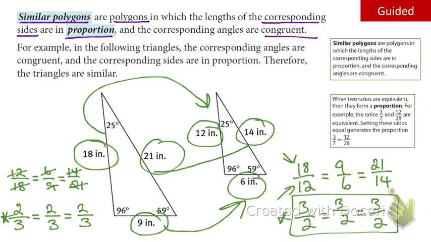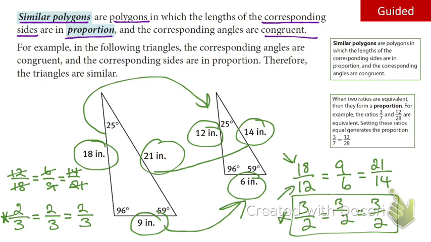Now, if the ratios were not the same, and let's say in this first one we would have gotten a 4 right here instead of a 2, then these two triangles are not similar. But because the ratios of the corresponding sides are the same, then the triangles are similar.